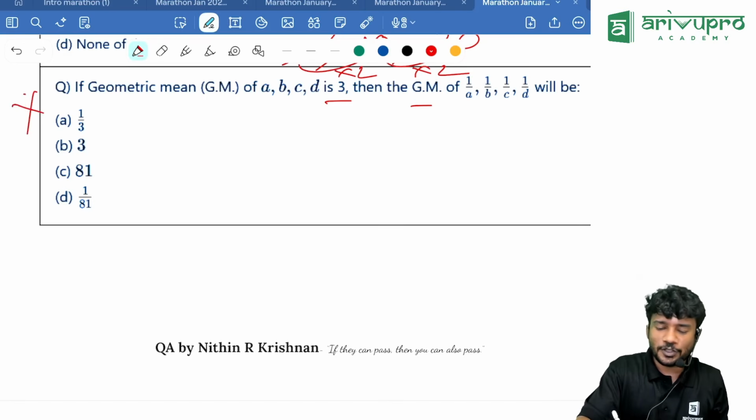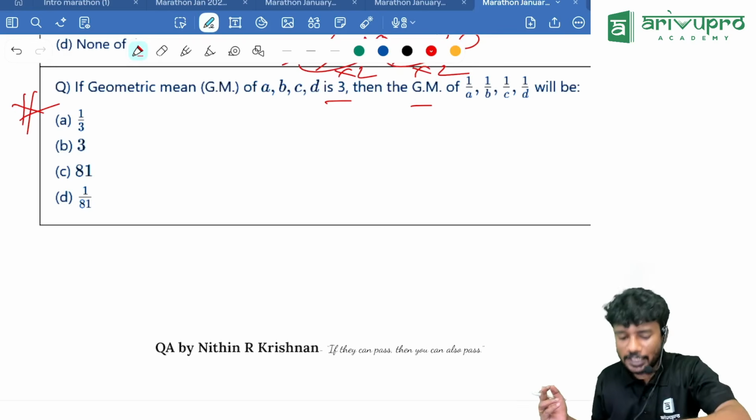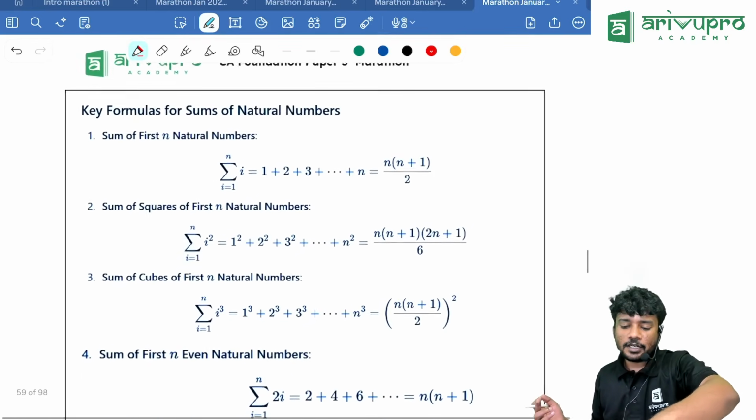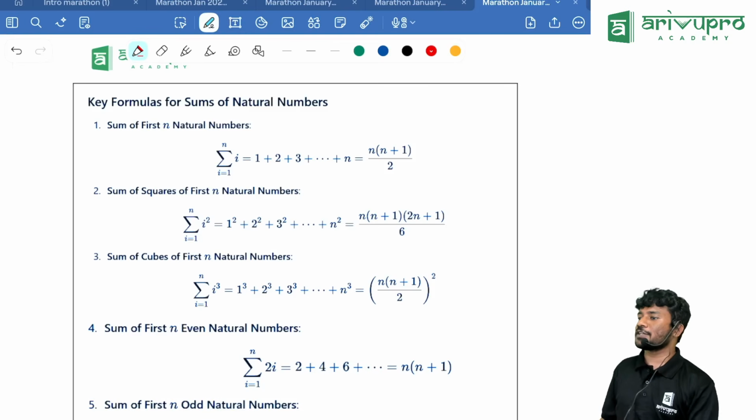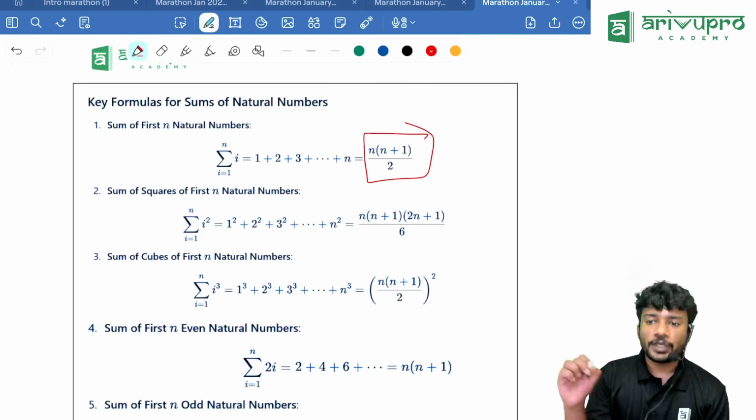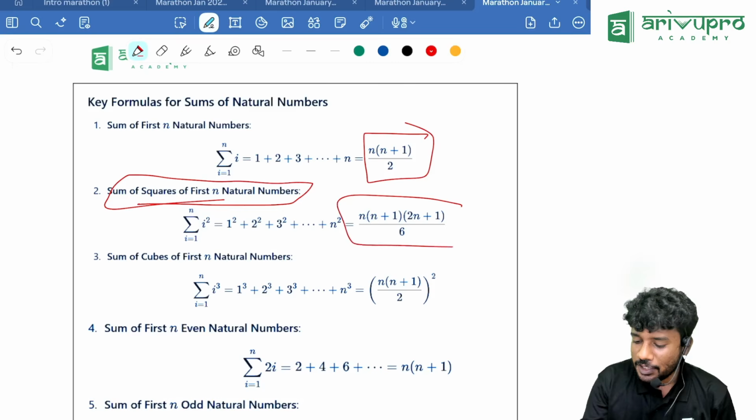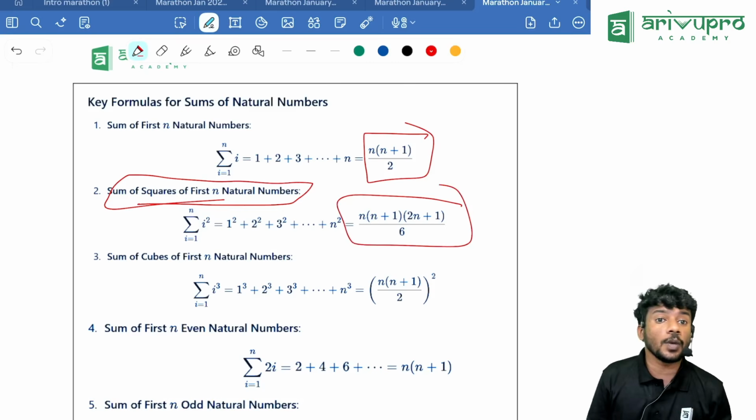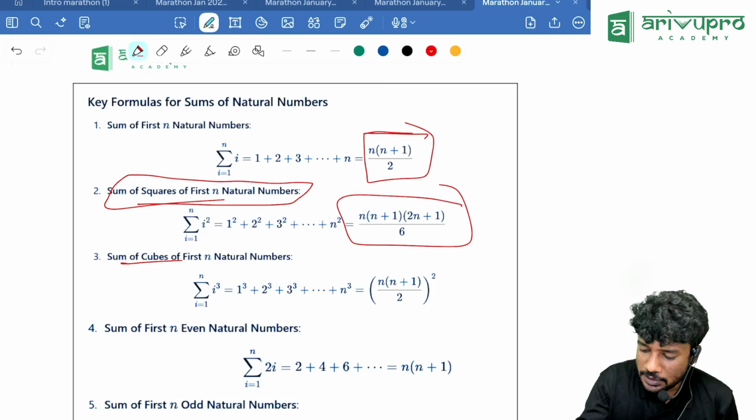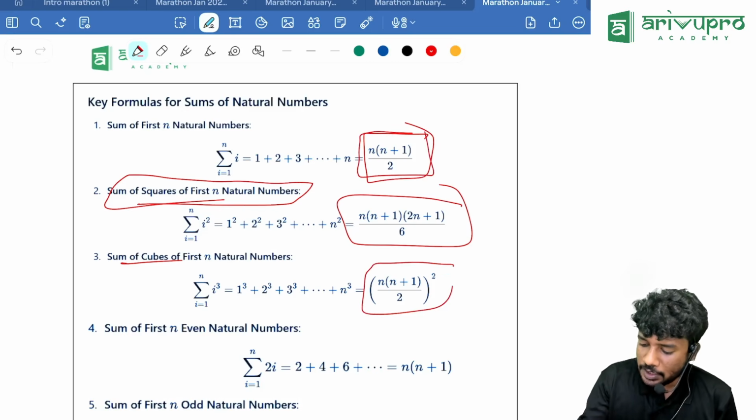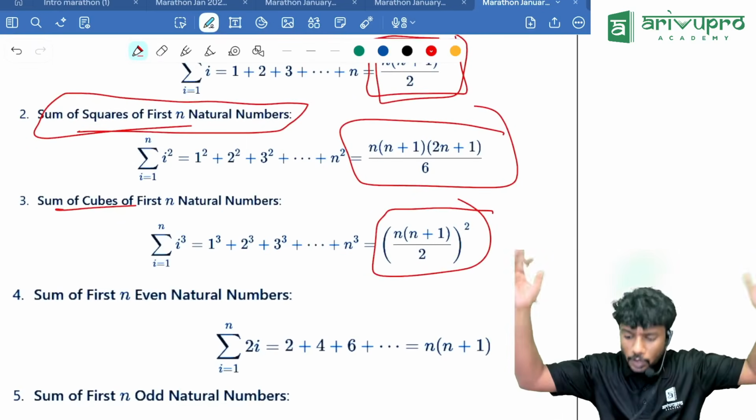This one you can do with your knowledge of which chapter? Which chapter did you study? Chapter 14. Yes. You should know the sum formulas. Sum of n terms of the natural numbers, what is the formula? n into n plus 1 divided by 2. Sum of the squares of the first n natural numbers: n into n plus 1 into 2n plus 1 divided by 6. Then the sum of cubes is very easy, because you just square the sum of the first n terms. That is n into n plus 1 by 2, the whole square.